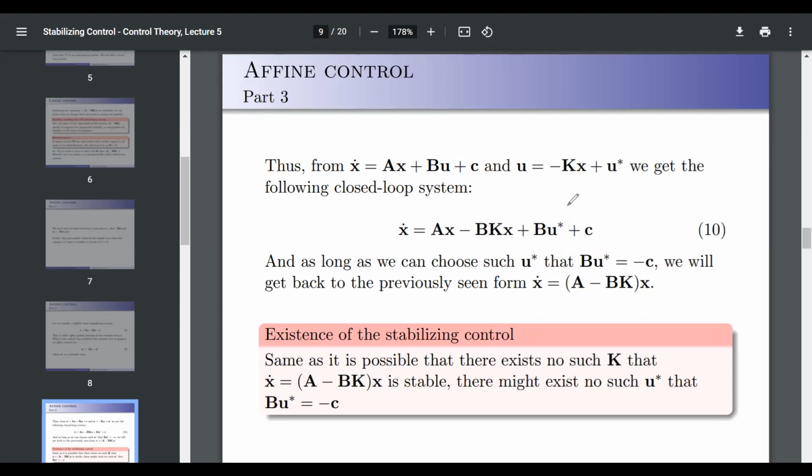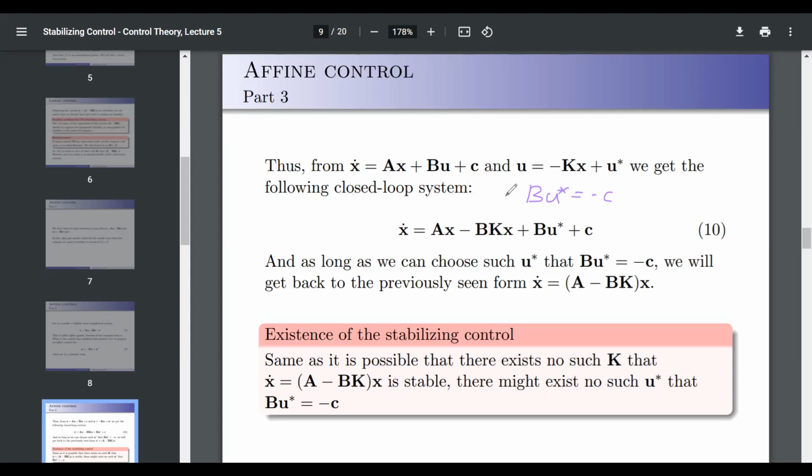Now, can someone tell me what is the condition, or how we can at least name the condition, that BU star equals C is possible? What should be the relations between B and C for this to work? B shouldn't be equal to 0. Well, if B is invertible, then indeed every C would work. But B is almost never invertible.